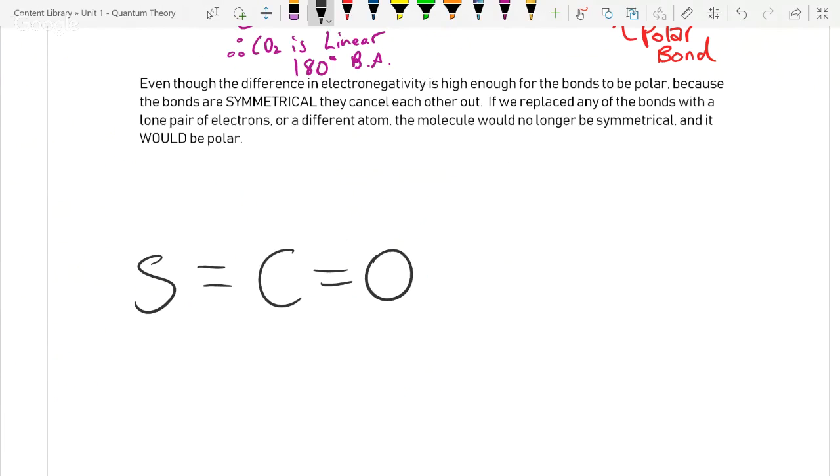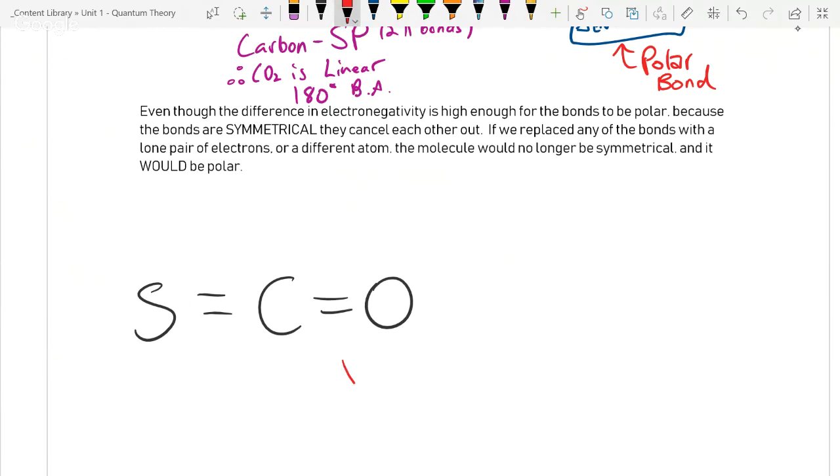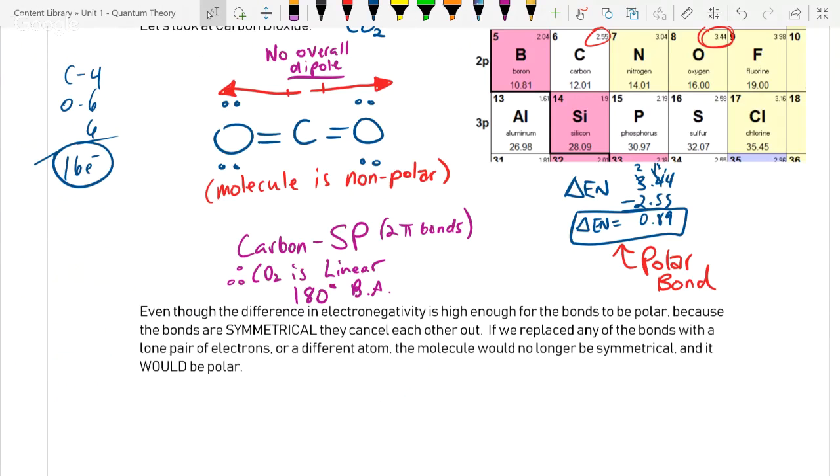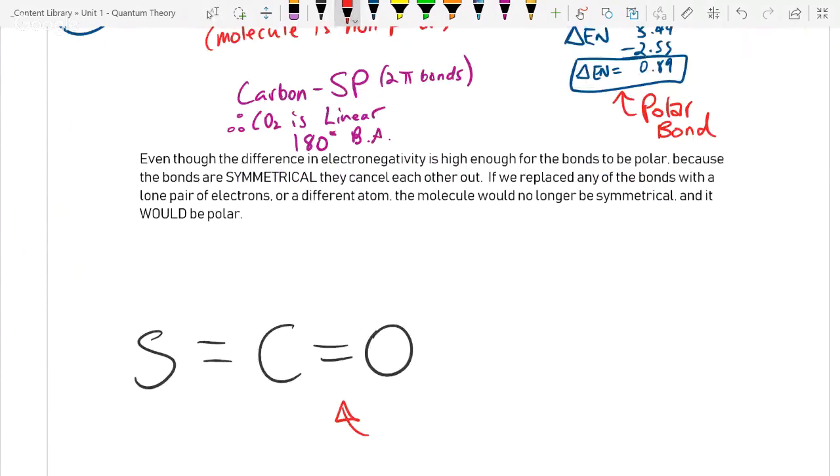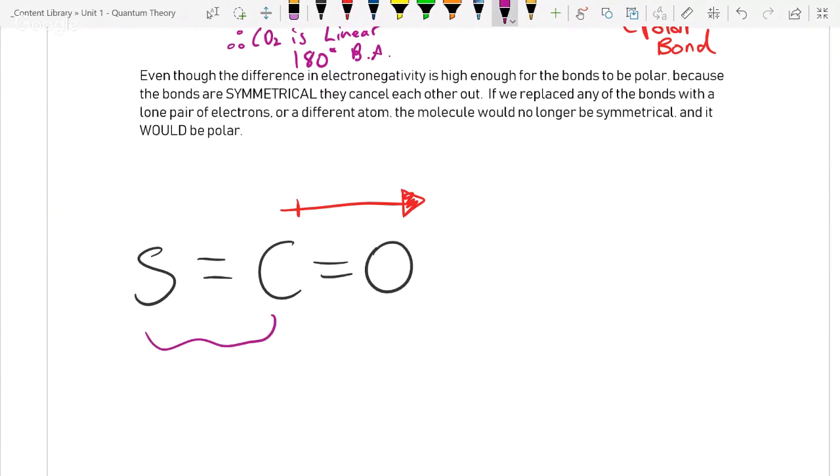Does that make sense? Because now the carbon-oxygen bond, we know about its dipole, right? We just calculated it, 0.89. Which way does the dipole go from carbon to oxygen? Towards oxygen. But what about carbon and sulfur? What's the difference in electronegativity there? It's on the diagram right above. Almost like I carefully planned this lesson out. 0.03. Okay, is that polar?